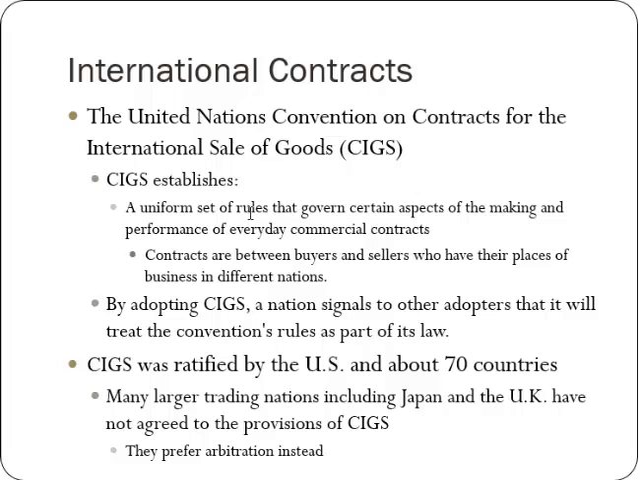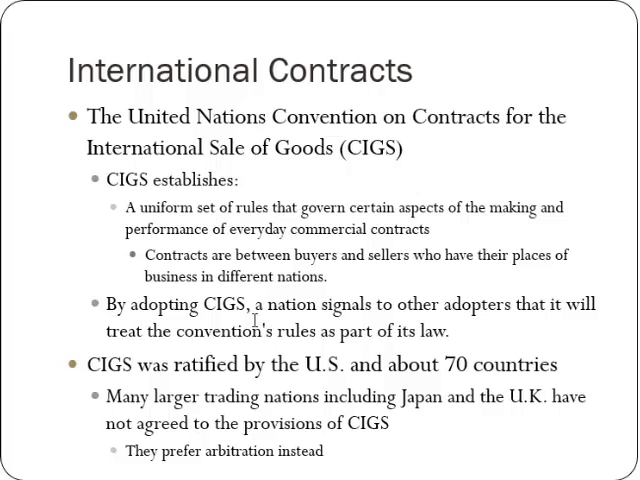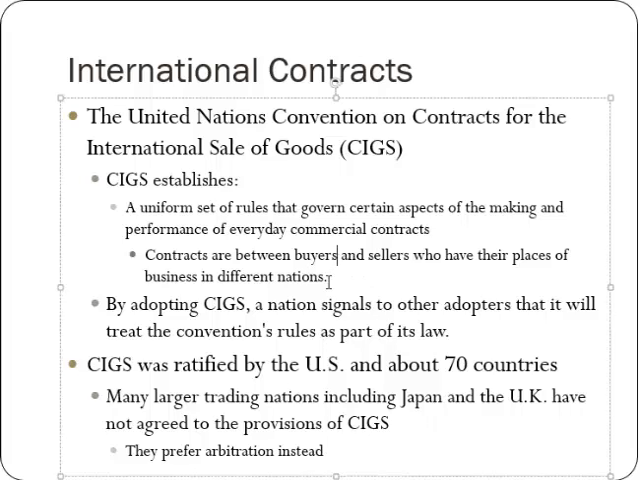And this contract for the international sale of goods establishes a uniform set of rules, a common set of rules, that governs certain aspects of the formation and performance of everyday contracts. And about 70 countries have adopted this. Of course, this convention is not binding unless the country actually adopts it. And fortunately, about 70 countries have. Most larger countries have done so, and in that way, a nation can signal that it will treat the convention rules as part of its law.